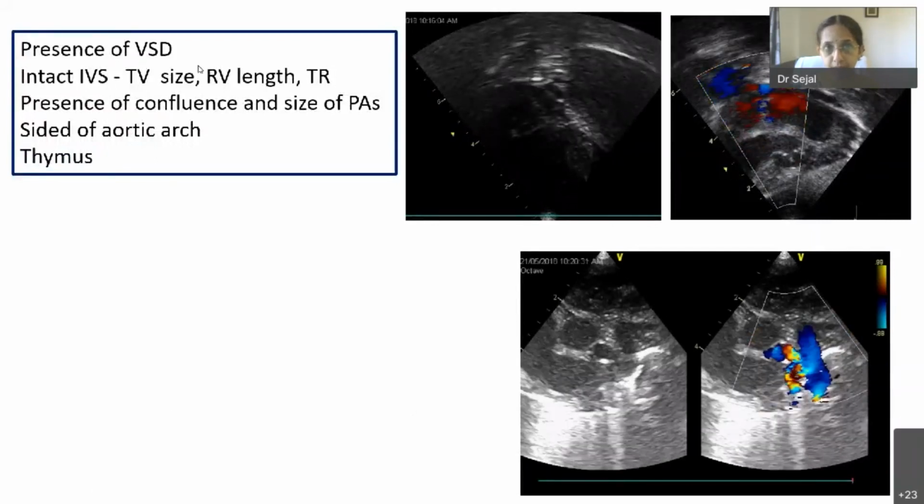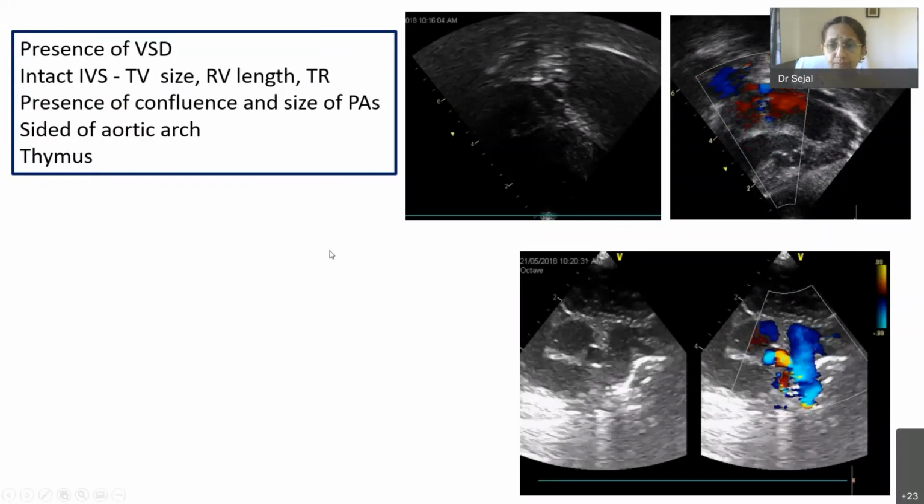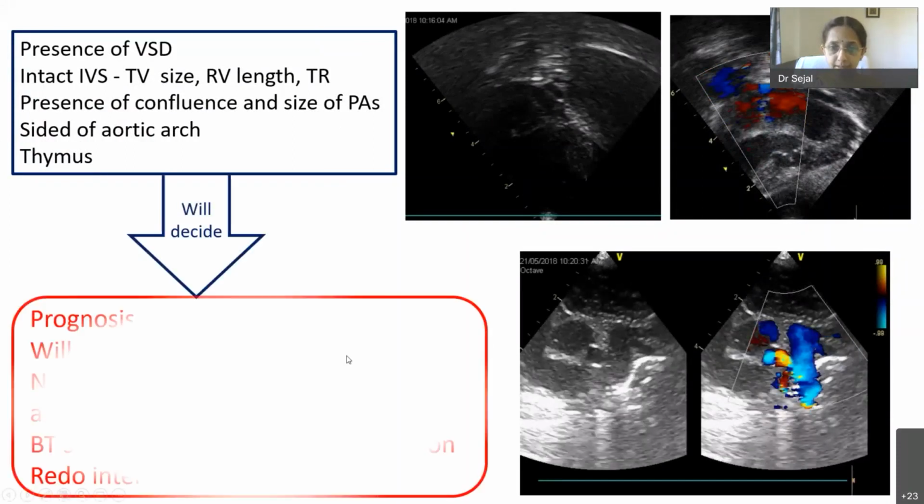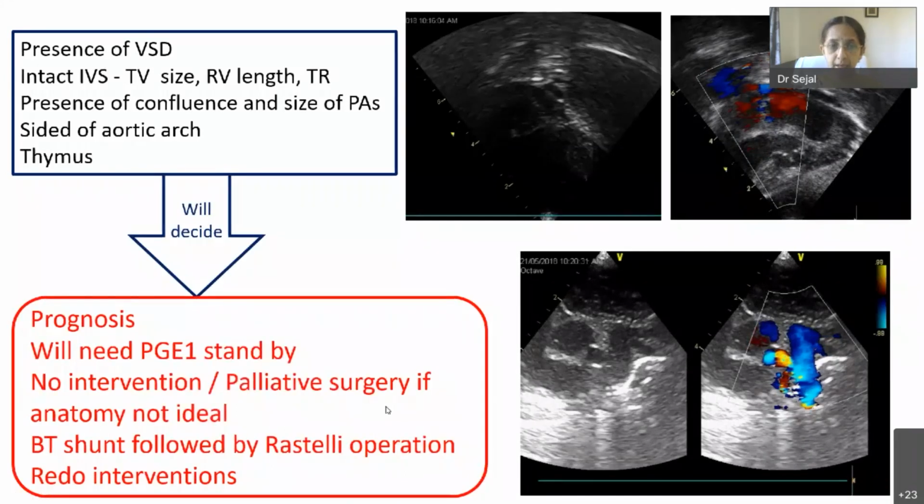First, let me check if there's a VSD or not, because that's going to make a difference. If it's intact IVS, then I will go into the understanding of tricuspid valve size, Z-scores, RV length, Z-scores, and presence of tricuspid regurgitation. Let me see if I can see a confluence and the size of the pulmonary arteries. The sidedness of the arch could help you guiding a little bit towards non-cardiac issues, and presence of thymus, again related to non-cardiac issues. And that will probably decide your long-term prognosis.